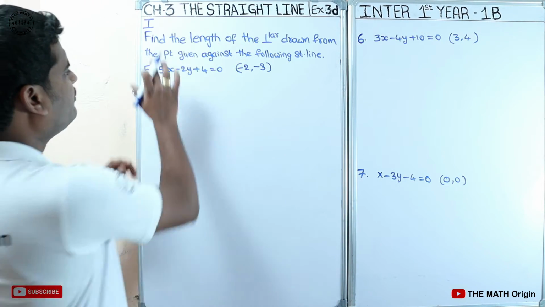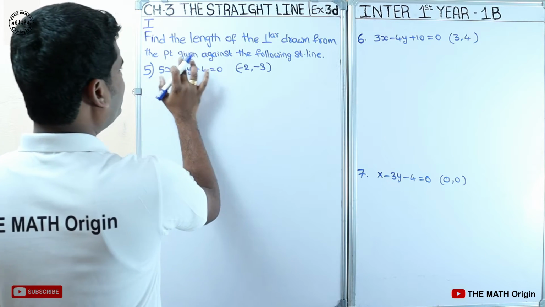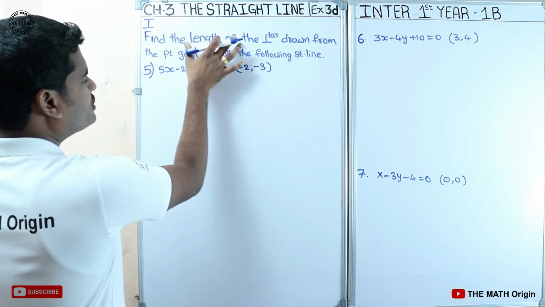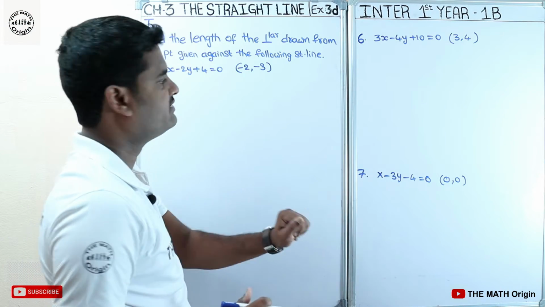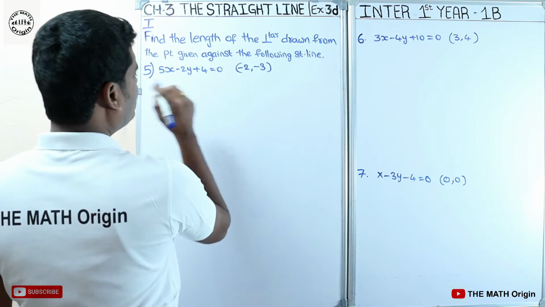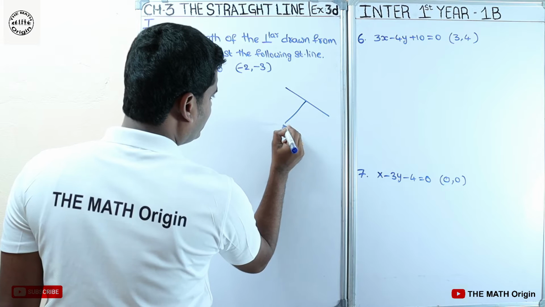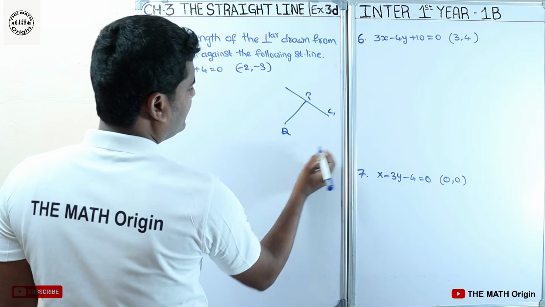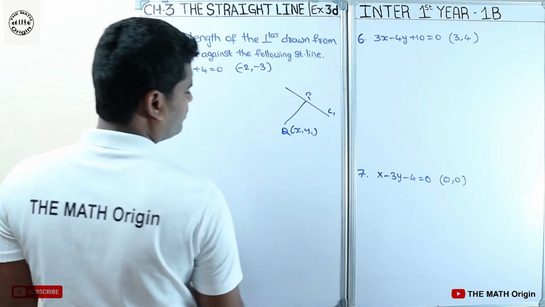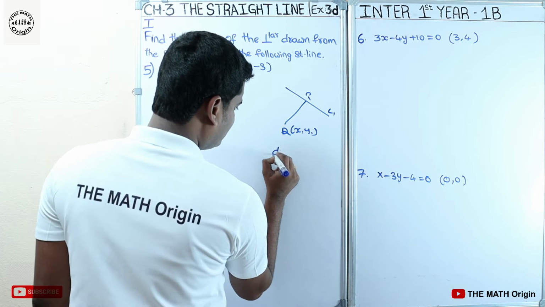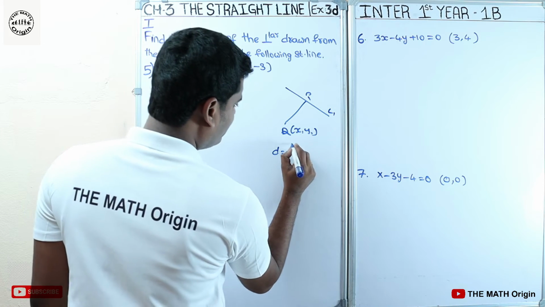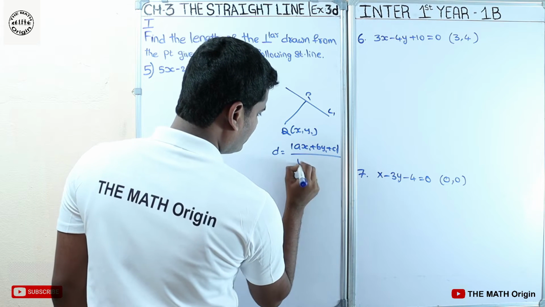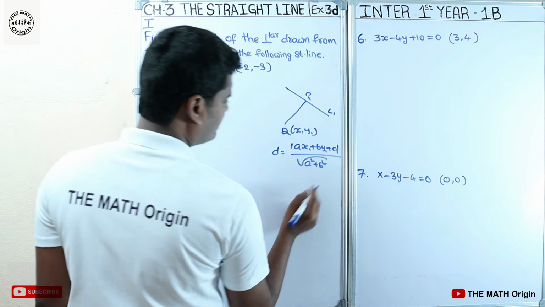Fifth one, the question is to find the length of the perpendicular drawn from the given point to the following straight line. The same question is applicable for the 6th and 7th questions as well. For the perpendicular distance, a line L1 is there and a point Q with coordinates x1, y1. Therefore the distance will be ax1 plus by1 plus c by root of a square plus b square.